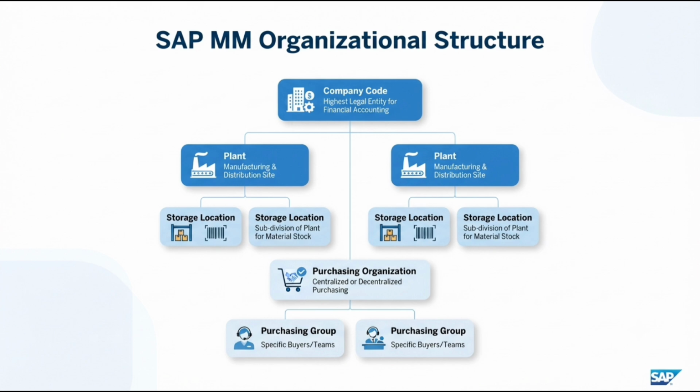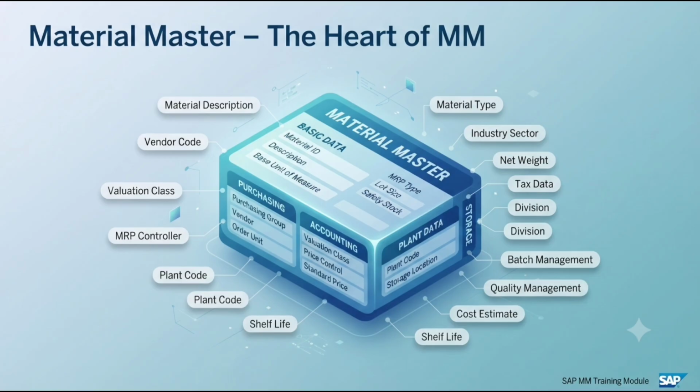These elements are linked carefully so that data and processes remain consistent. Understanding this hierarchy is critical because every material, every purchase order, and every goods movement is posted against these organizational units. When the structure is set correctly, reporting becomes accurate and authorization becomes easy to manage.